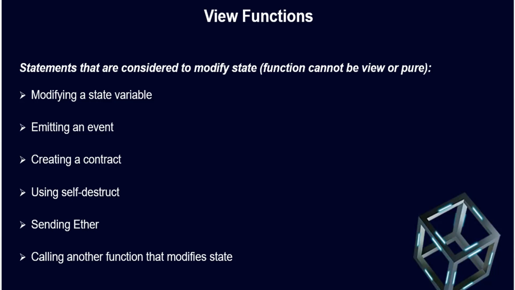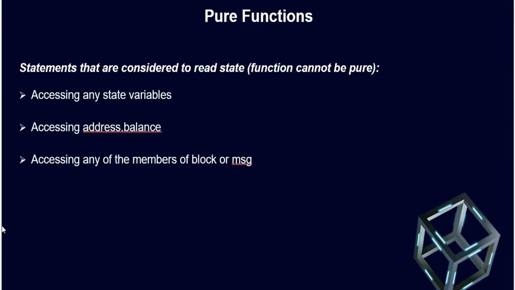Okay, let's take a look at pure functions. The same restrictions that we just saw for view functions also apply for pure functions. But on top of that, pure functions are not allowed to read any state. And reading state means that we can't access any state variables, but also we are not allowed to, for example, call the balance member of the address type.